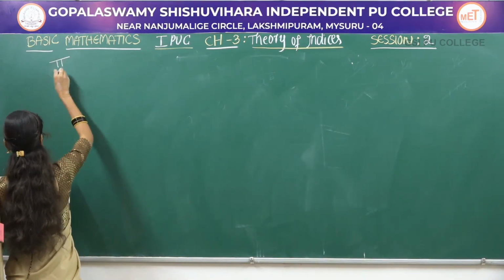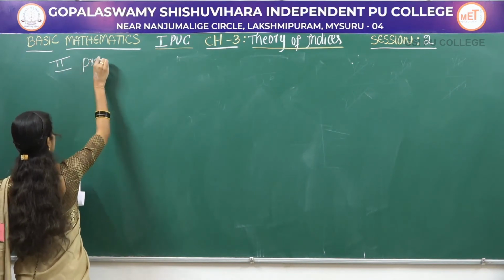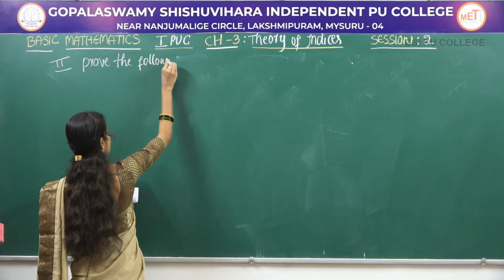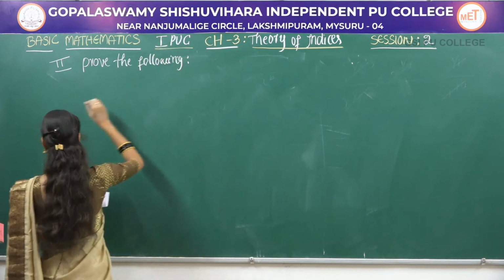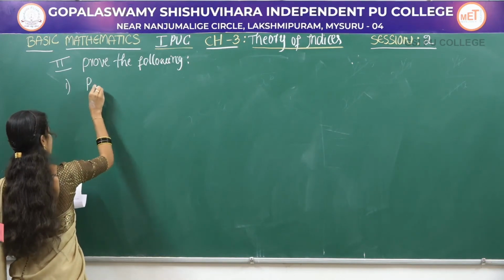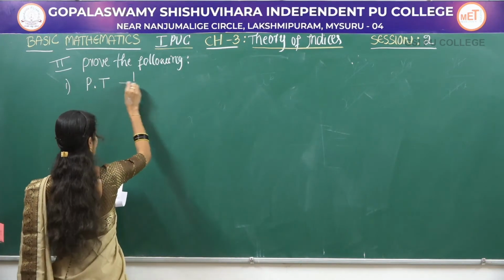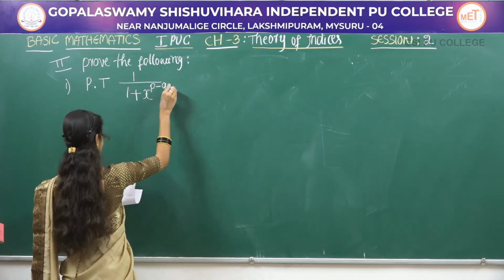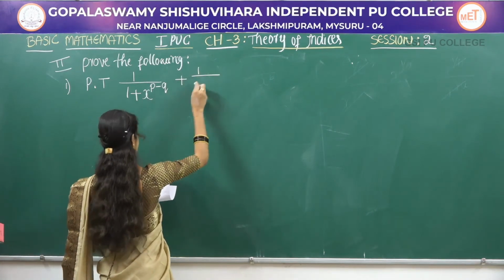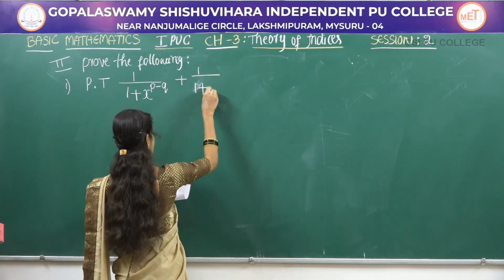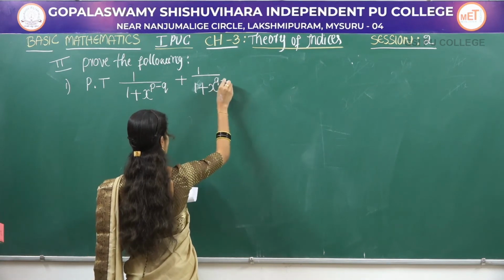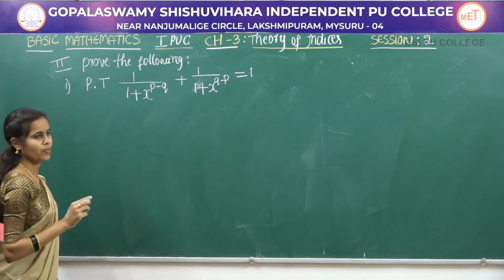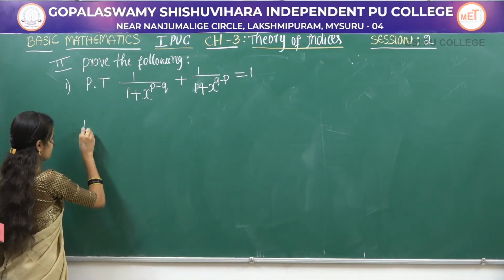Next, second main, prove the following. First question: prove that 1 by 1 plus x to the power of p minus q plus 1 by 1 plus x to the power of q minus p is equal to 1. Okay, so consider LHS.